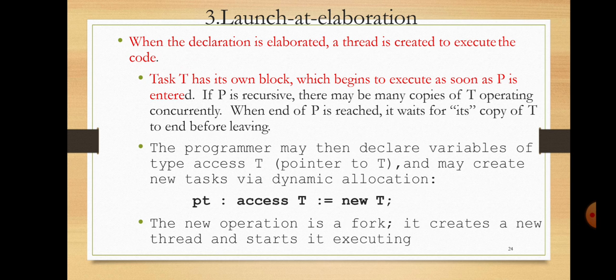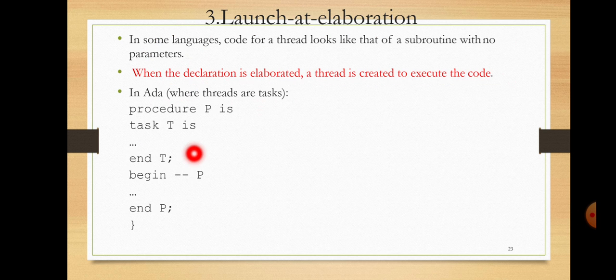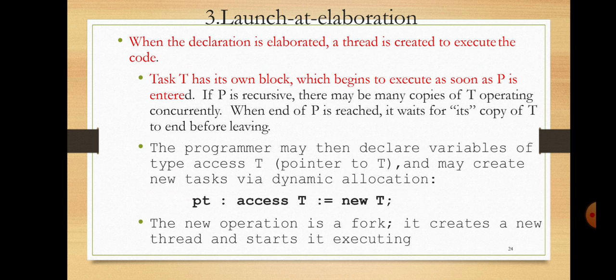Task T has its own block which begins to execute as soon as P is entered. Okay, so the task T means the thread has its own block. This is the block. Inside this will be the block of task T, which begins to execute as soon as P is entered.